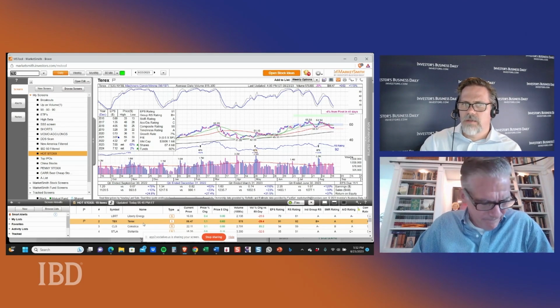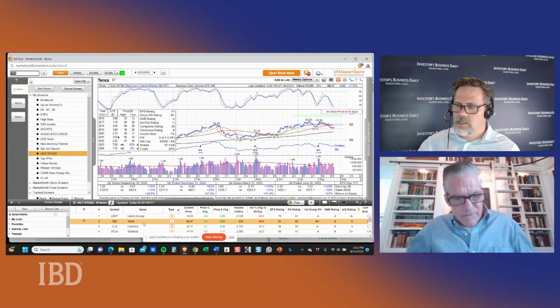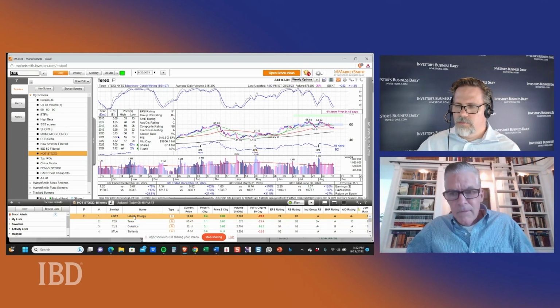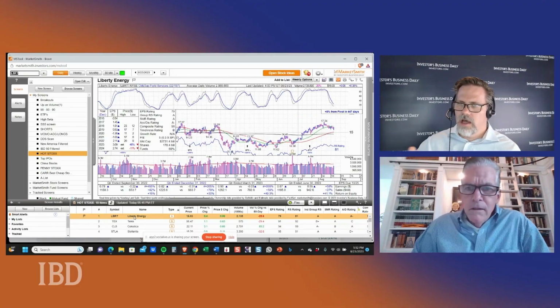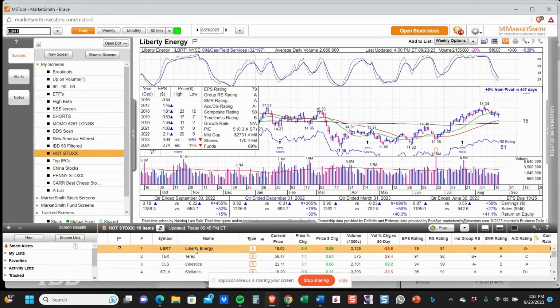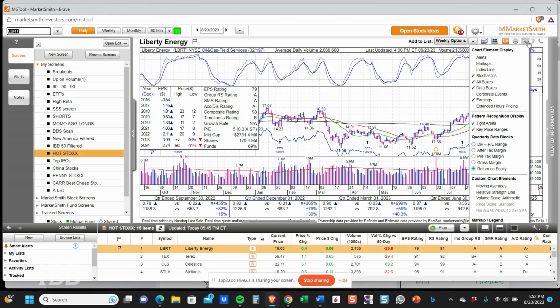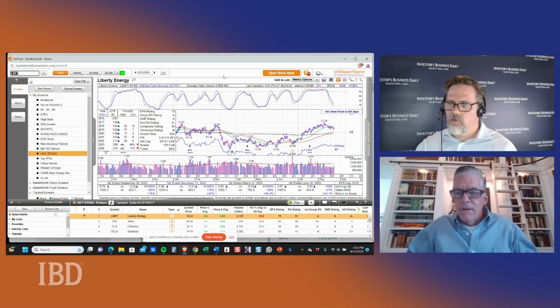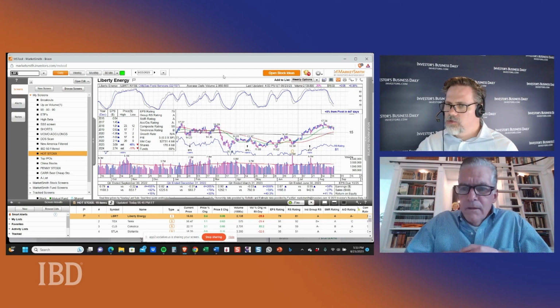If we go back to LBRT, because you mentioned the stochastics, and just for people that do have MarketSmith, this is something that you can just go to the wrench in the top right-hand corner, and you can add the stochastics if you want to see those. So just real quickly, can you describe what it is that you're looking for? You mentioned oversold, so are you using that 20 criteria? It getting below 20 for the fast line, the slow line? How are you using these stochastics?